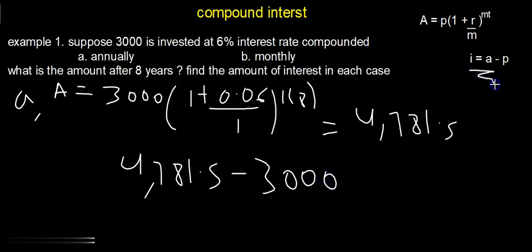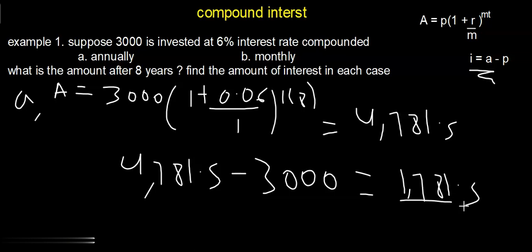As you can see, this is the formula for finding the amount of interest. When you subtract 3,000 from 4,781.5, you're going to get 1,781.5. This will be my answer. This is the amount of interest, or the clear profit, that I'm going to get for this question for annually. So this is it for annually.